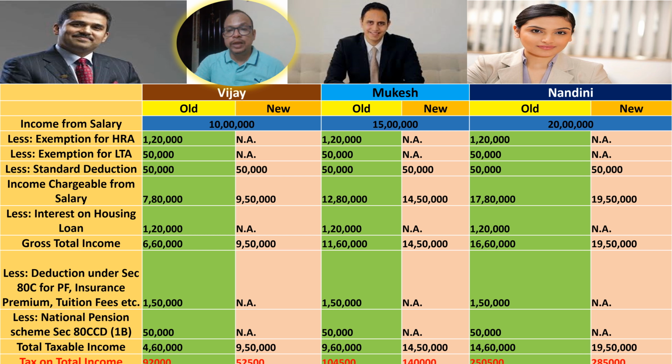Similarly, for Nandini also we have considered tax on a salary income of 20 lakhs, and under the old tax regime the tax payable is coming 2,50,500, but under the new tax regime it is coming 2,85,000. So these are the hypothetical scenarios we have calculated looking into the fixed salary, that is 10 lakhs, 15 lakhs and 20 lakhs, having different scenarios, different deductions and exemptions.